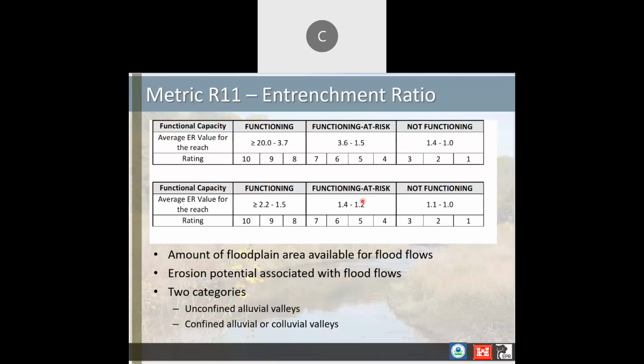If you're in a confined alluvial valley or colluvial valleys, the functioning range is between 1.5 to 2.2. And just remember that those colluvial valleys are just naturally much narrower than the unconfined alluvial valleys.